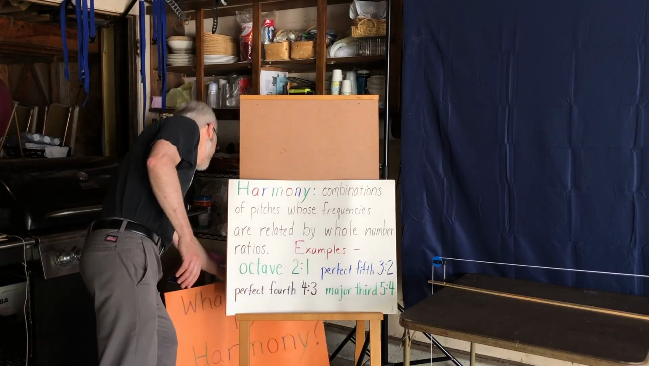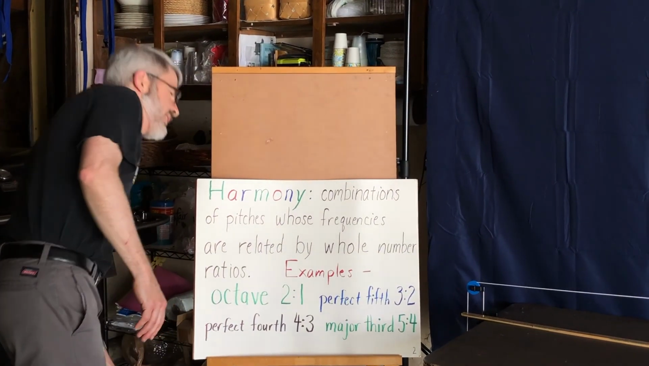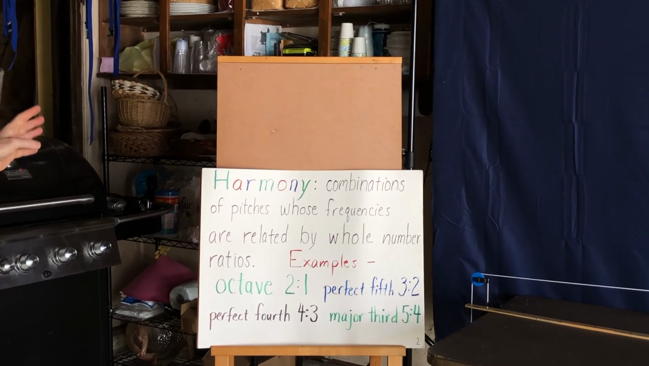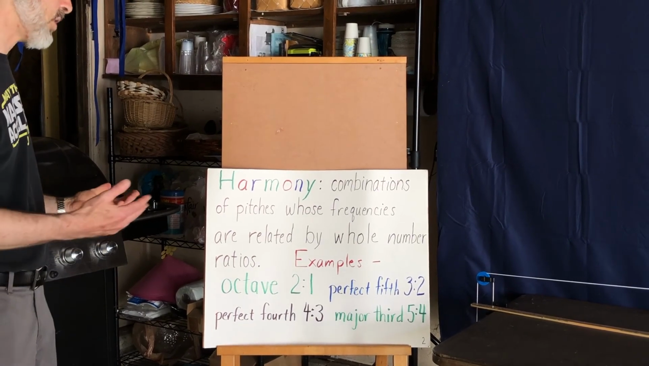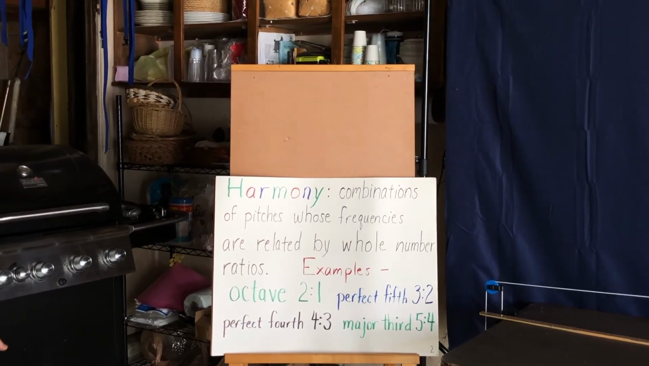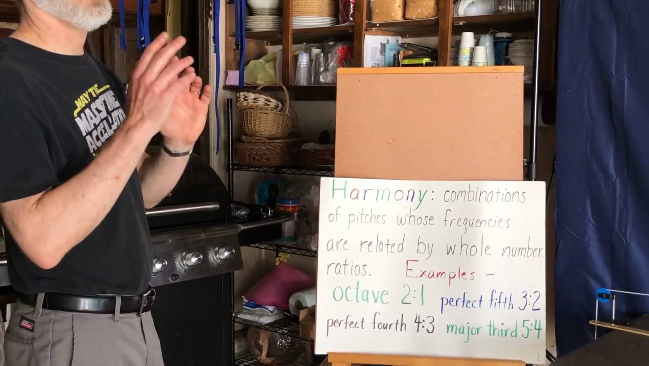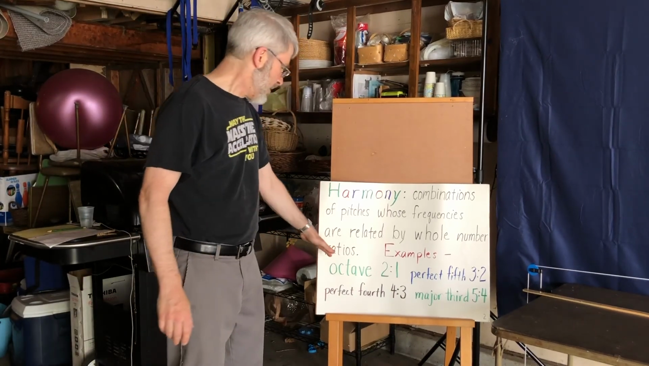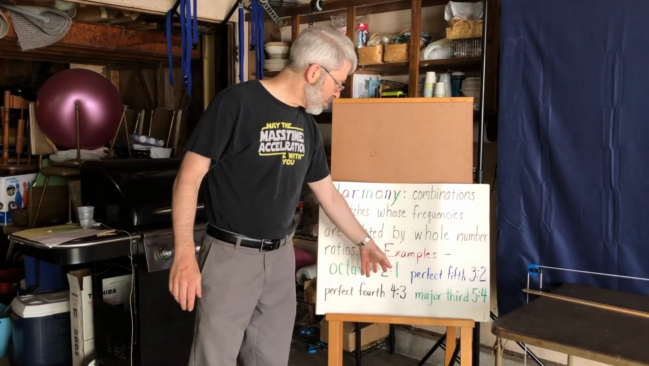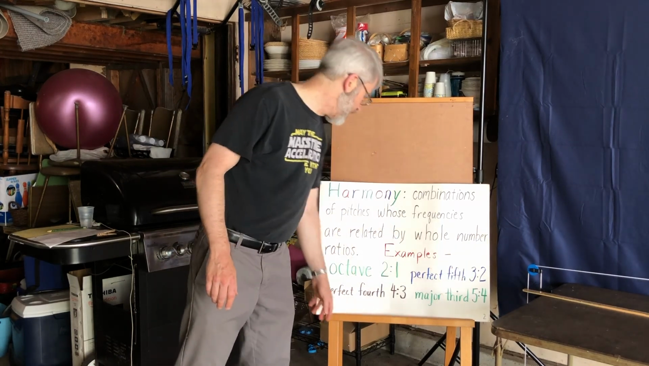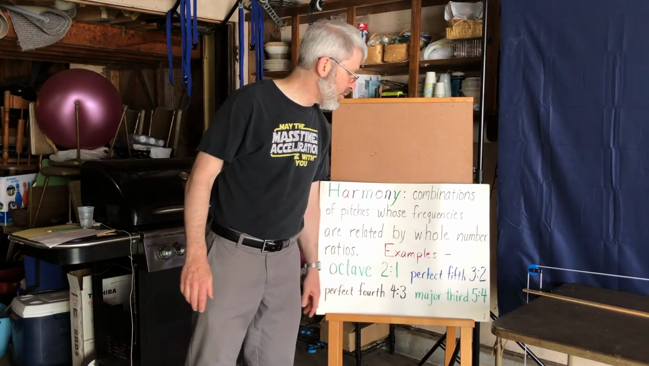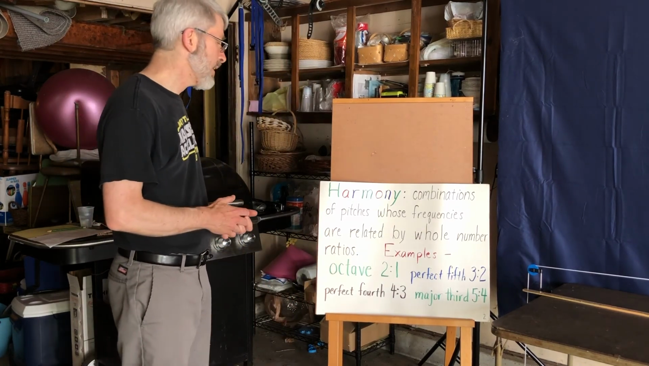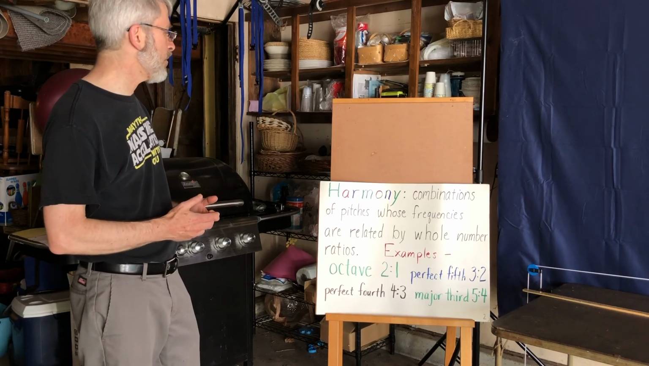So I'm going to give you this mathematic definition: combinations of pitches whose frequencies are related by whole number ratios. Now, we didn't talk about the math yet, but this is what it's going to take to make sounds that come to our ear and are pleasing to us. So we're going to need frequencies that have a ratio of 2 to 1, 3 to 2, 4 to 3, 5 to 4. When they are simple ratios like that, and you're listening to them at the same time, that's when you're going to say they're harmonious or part of harmony.